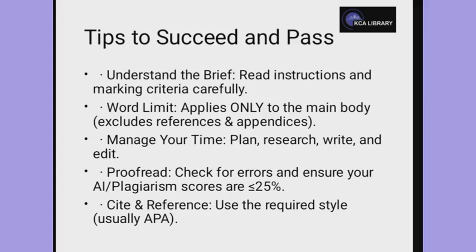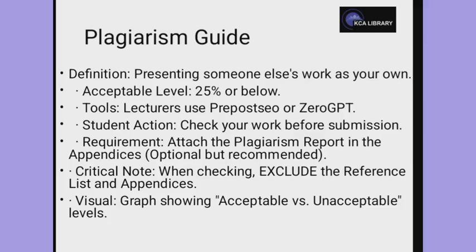Okay? Now let's talk about plagiarism. Plagiarism simply means presenting someone else's work, ideas, or words as your own without giving proper credit. This is considered academic misconduct. So at KCA, the acceptable plagiarism score is 25% or below. So before submitting your assignment, check your work using plagiarism detection tools. Your lecturers will use Prepostseo or ZeroGPT to check. So you have to also use those tools. So before submitting your assignment, check your work using those detection tools.